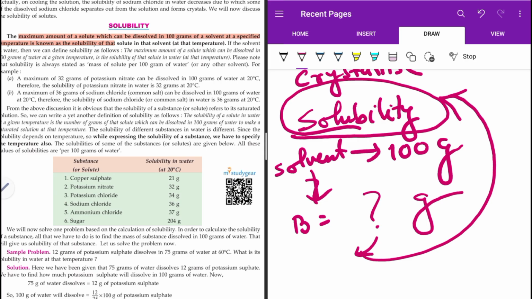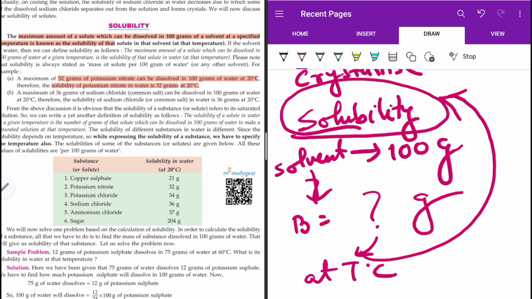Suppose 32 gram of potassium nitrate was dissolved in 100 gram of water at 20 degrees Celsius. This we have seen before also. So the solubility of this salt, potassium nitrate, is 32 gram. But at what temperature? At a specific temperature. So at 20 degrees Celsius, the solubility of potassium nitrate in water is 32 gram.